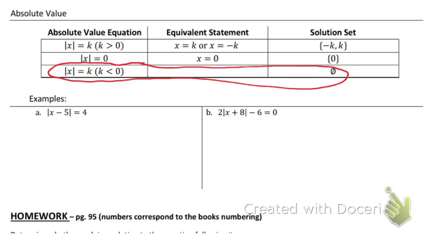I think we fully understand that if I have the absolute value of x equals some positive number, say absolute value of x equals 9, x could either be negative 9 or positive 9, because the absolute value of negative 9 is a positive 9, and the absolute value of 9 is a positive 9. Absolute value of x equals 0: x has to be 0.